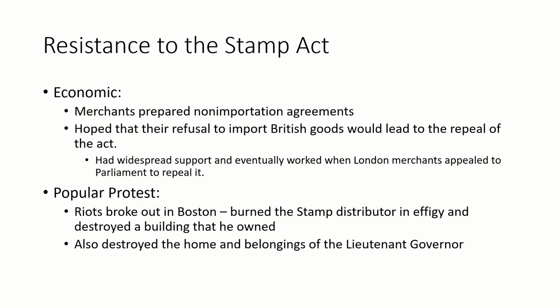The second type of resistance to the Stamp Act was economic. While the Stamp Act Congress deliberated, merchants in major port cities were preparing non-importation agreements, hoping that their refusal to import British goods would eventually lead British merchants to actually lobby for the repeal of the Stamp Act themselves. In New York City, upward of 200 principal merchants agreed not to import, sell, or buy any goods, wares, or merchandise from Great Britain. In Philadelphia, merchants gathered at a general meeting to agree that they would not import any goods from Great Britain until the Stamp Act was repealed.